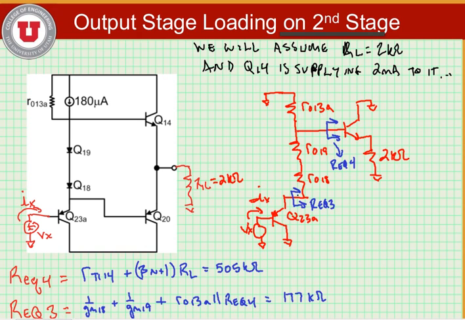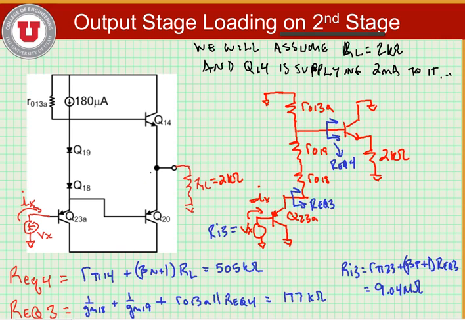Alright, so at this point we now know the total resistance seen by the emitter of Q23A, so we can find the input resistance of stage 3, which is equal to Vx over Ix here. So Ri3 is equal to r_pi23 plus (beta_p plus 1) times REQ3. And substituting values in, we find that this is 9.04 megaohms.